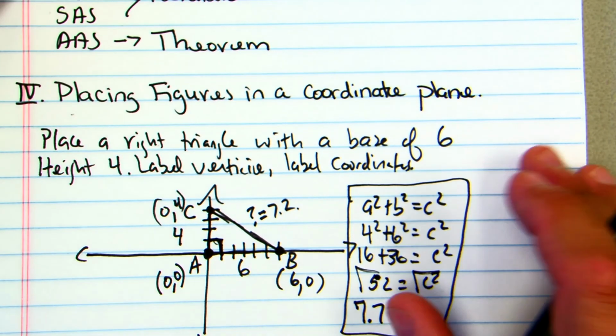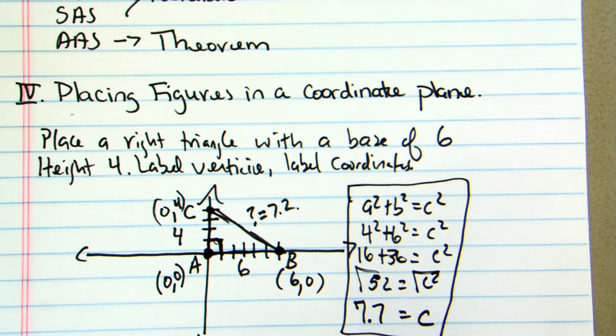So make sure you know your vocabulary. Make sure you know side, side, side, angle, side, angle, side, angle, side, and angle, angle, side. And then any other problems that we went over in the book, knowing that the interior angles of a triangle add up to 180, and the things we went over on our review. Make sure you know that.